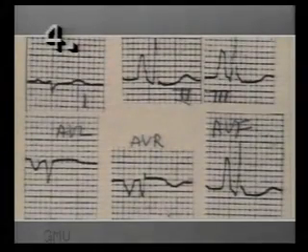Study the P waves in this ECG. Tall peaked P waves in 2, 3 and AVF. This is P pulmonale of right atrial hypertrophy.